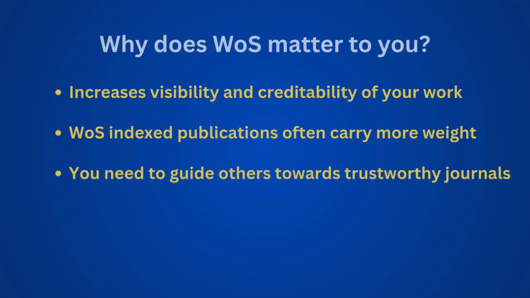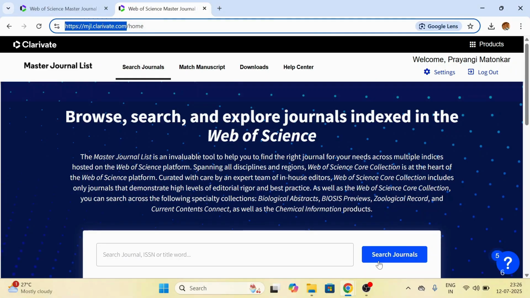journals. There are two ways to access Web of Science: institutional access to search for articles and conduct literature review, and free access to verify if a journal is indexed in Web of Science. In this video, we will focus on the second method, that is, to verify if a journal is indexed in Web of Science using the Master Journal List.